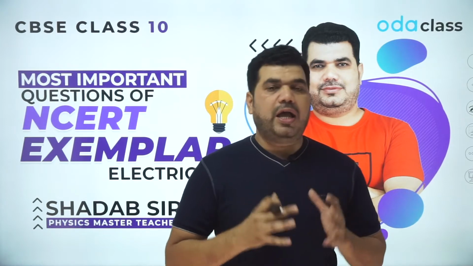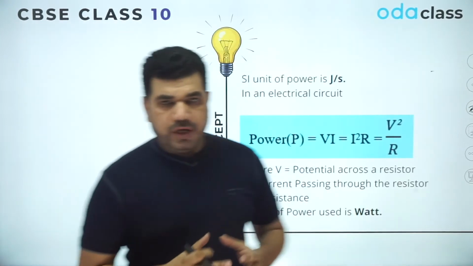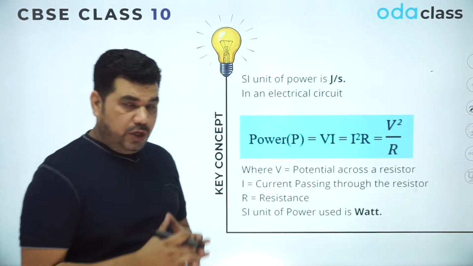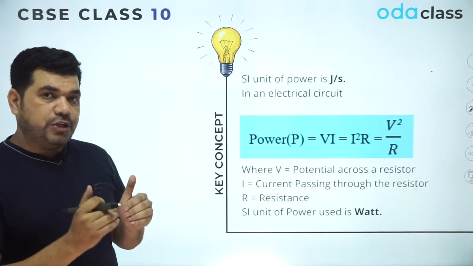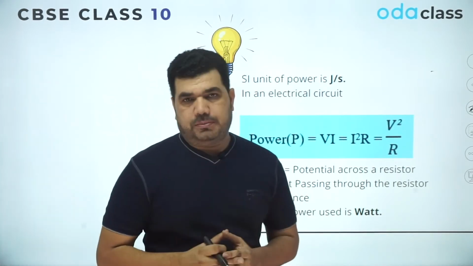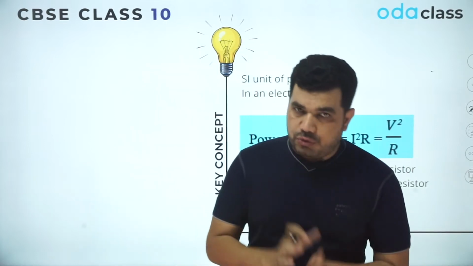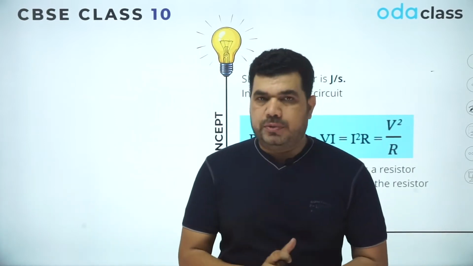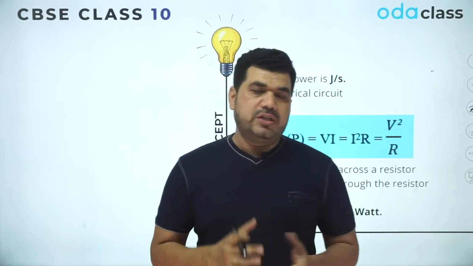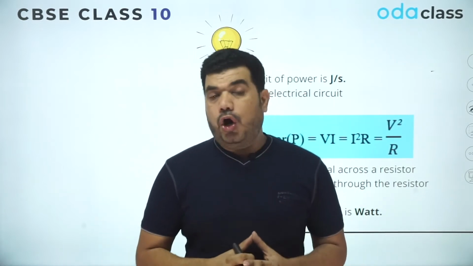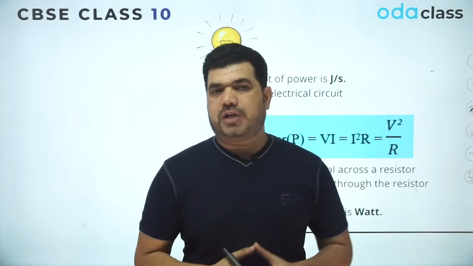So what do I have? Let's see. Before going to the question, I would like to introduce a formula which is going to be used in that question. The physical quantity we are going to use here is power. The electrical power, as you know, is the work done divided by time, or the heat produced divided by time, or the heat per unit time.